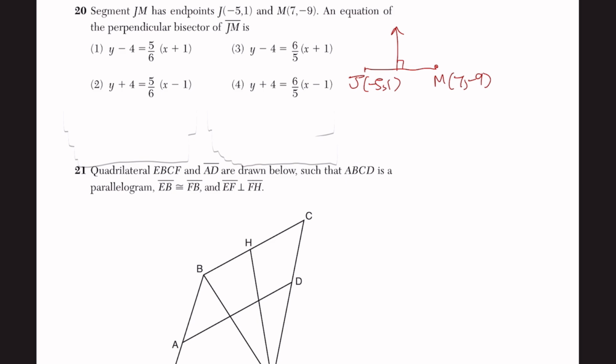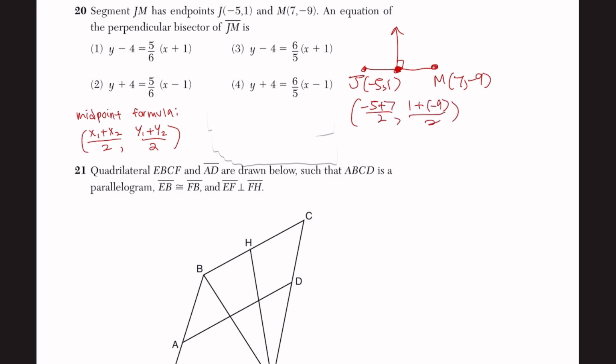So what we can do first is to find where the bisector bisects JM, right? That means it's just going to be the midpoint of JM. And to find the midpoint, we can use this formula. I'll just plug the values in right now. After you solve everything, you should get (1, -4) as the midpoint.